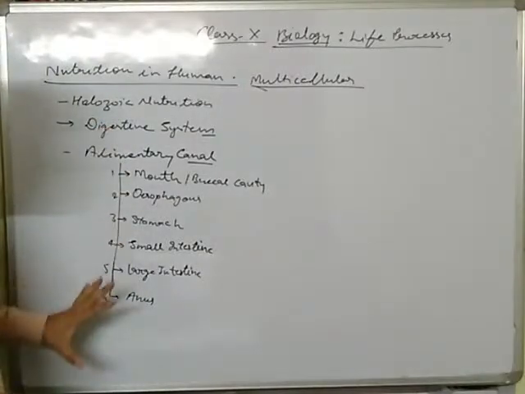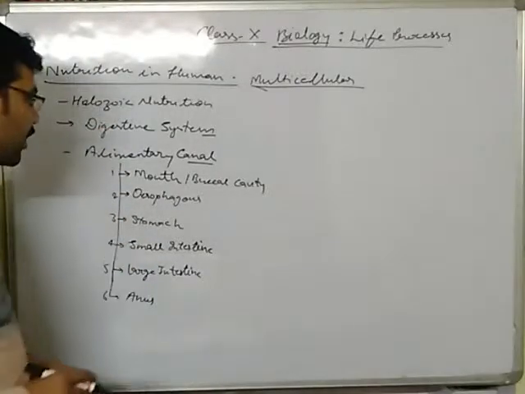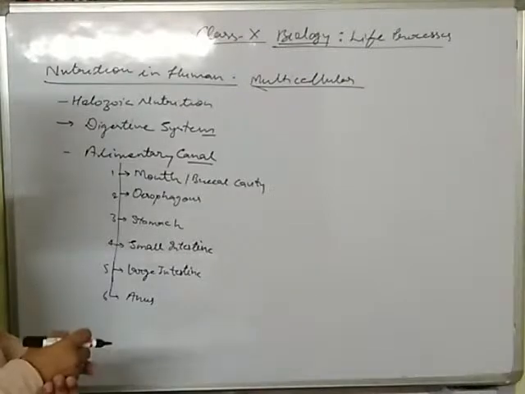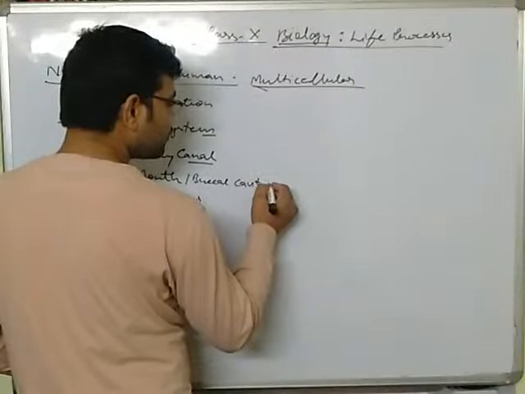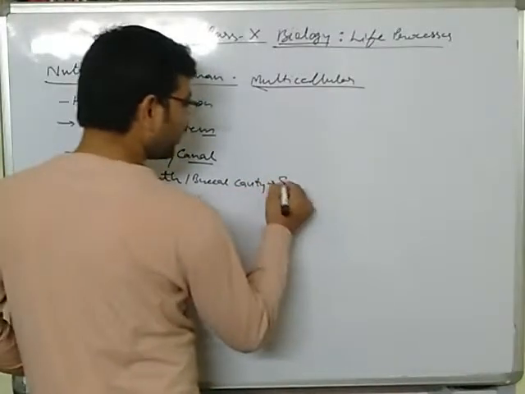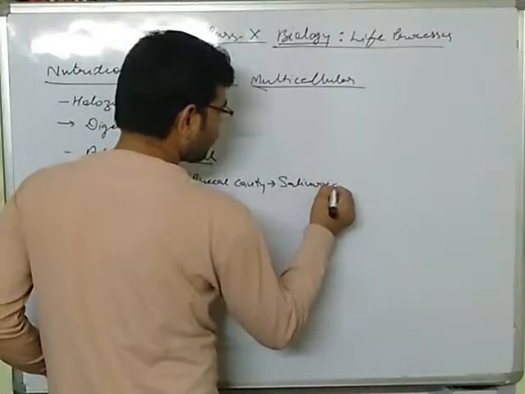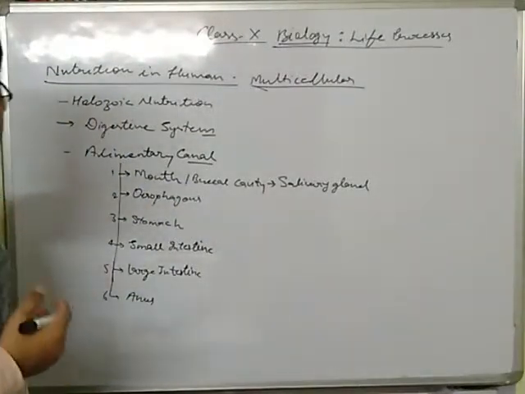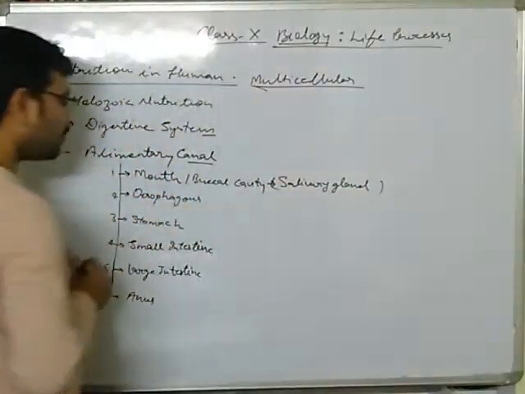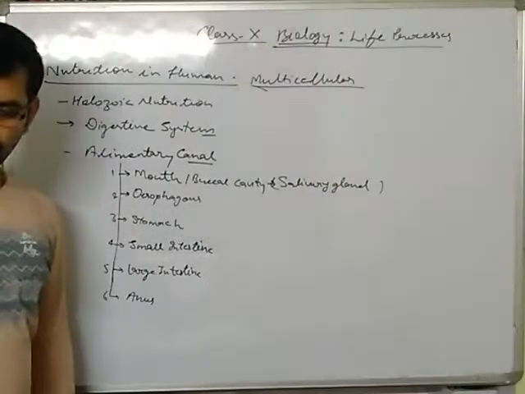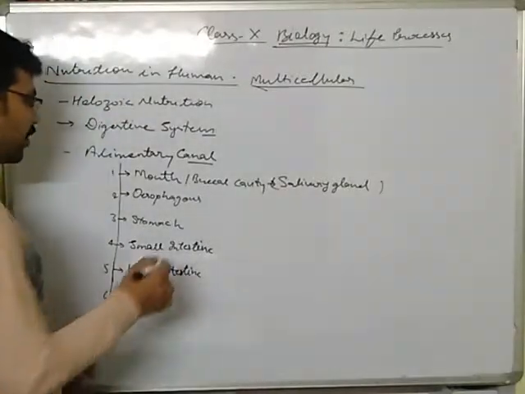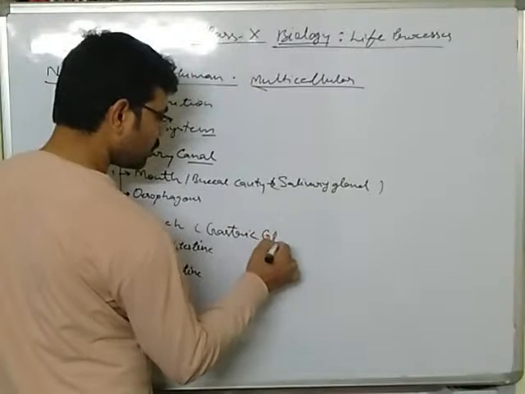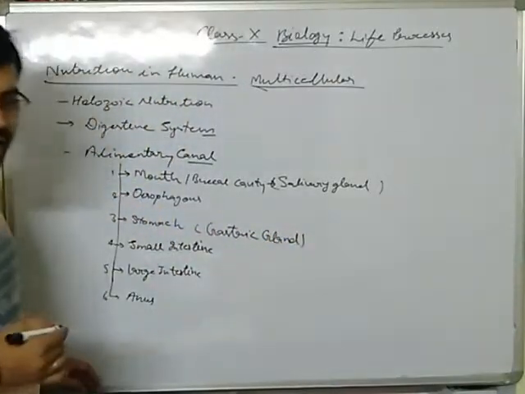With this alimentary canal there are some glands. We should also know which kind of digestive gland is connected with which part of the alimentary canal. With the buccal cavity there is one gland, the salivary gland. Which gland is connected with the mouth? That is the buccal cavity, and it is the salivary gland. In the esophagus no specific gland is connected. In the stomach, the gastric gland is found.